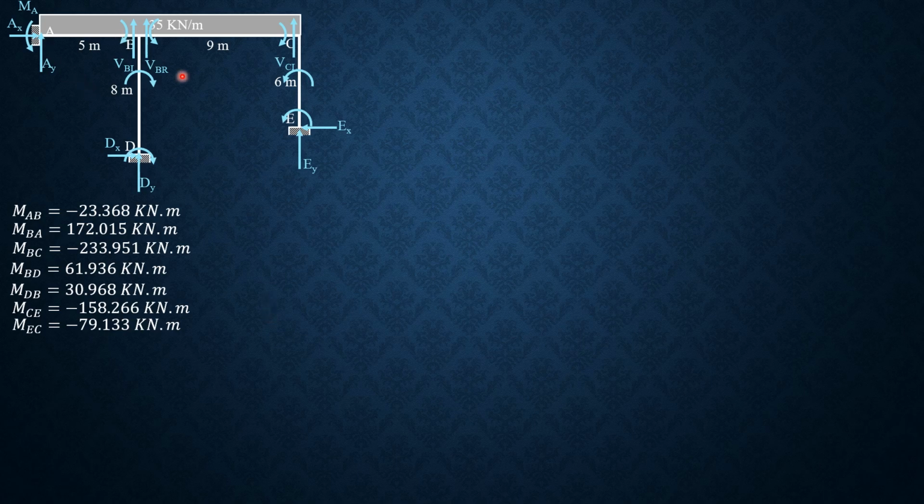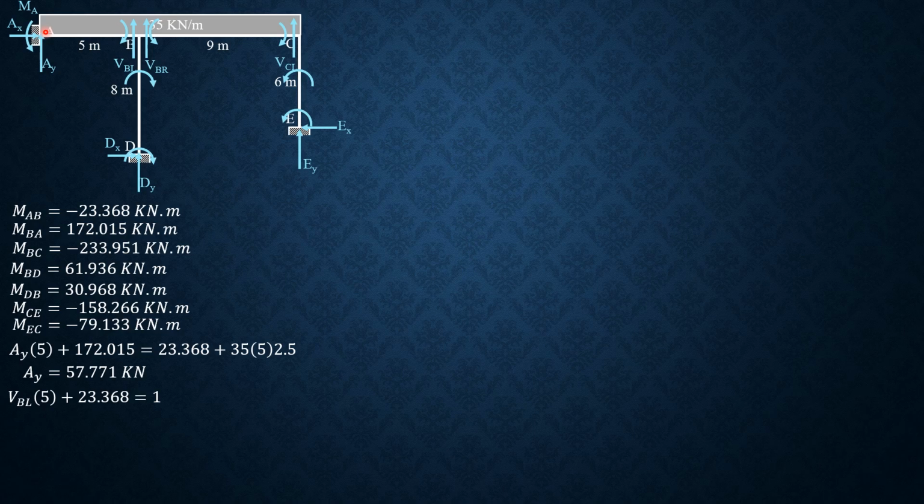So considering AB, summation of moments about B equals 0, so AY times 5 plus MBA, which is 172.015, equals moment A, 23.368. It's now positive because it is the correct direction. Then plus moment of the load, 35 times 5 times 2.5. So from there we can solve AY equals 57.771 kilonewtons.